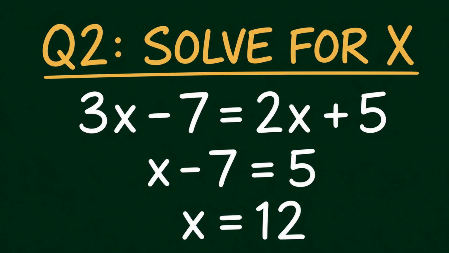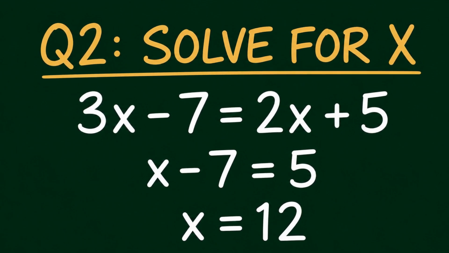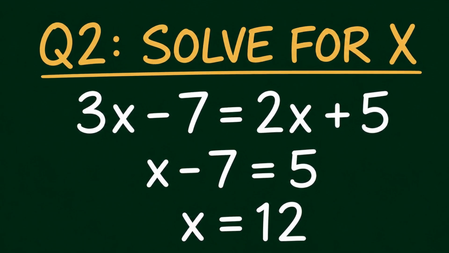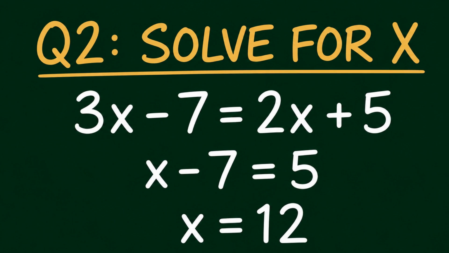Question 2. Solve for x. 3x minus 7 equals 2x plus 5. Step 1. Collect the x terms on one side. Subtract 2x from both sides. 3x minus 2x is x, so we get x minus 7 equals 5.